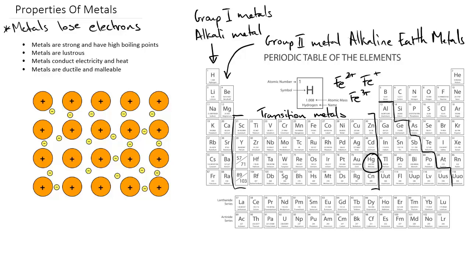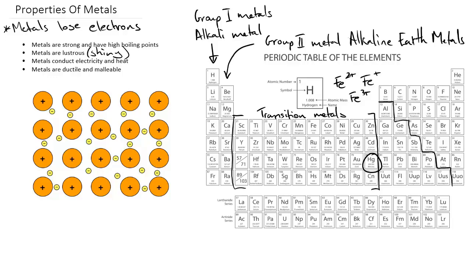Now, metals are lustrous. This basically means that they reflect light and they look shiny. So lustrous means shiny, and if you look at an aluminium can, it tends to be able to reflect light. There's a specific reason that they can do this. It's not just random, there is chemistry behind that.